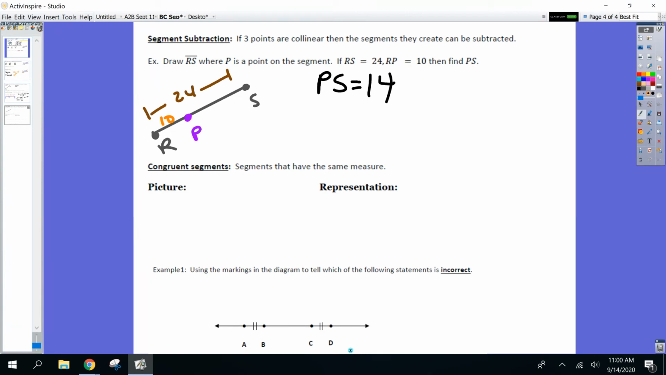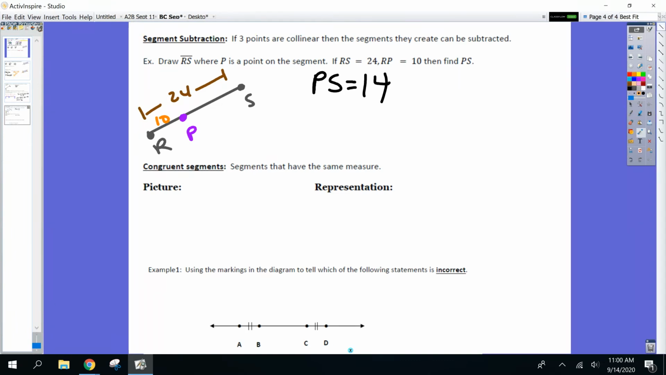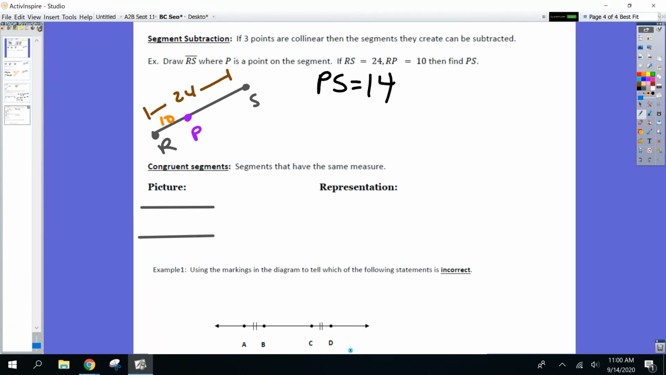All right, one last piece. One last vocabulary term. Congruent. 2 line segments are congruent if they have the same length. Okay? So what I need you guys to do, can you please draw me 2 line segments right now that look like they have the same length? Call them whatever you want to call them, and name them however you would like, please.